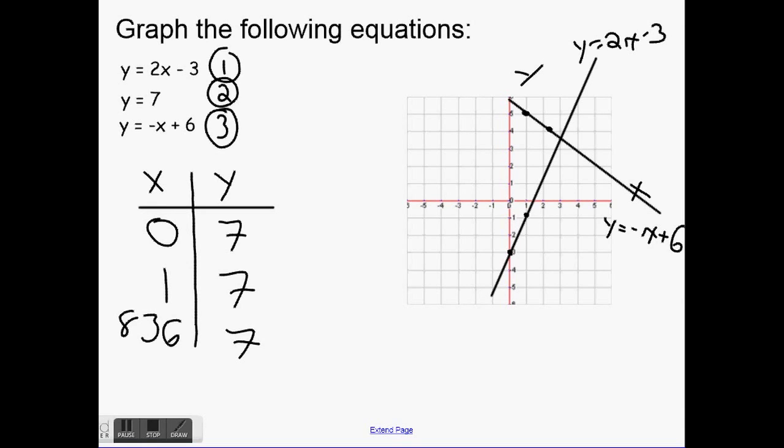Y is always going to be 7, no matter what value you pick for x. Why does y never change? If this is 1, 2, 3, 4, 5, 6, I guess 7 would be up here, then y is just a straight line across. Y equals 7.